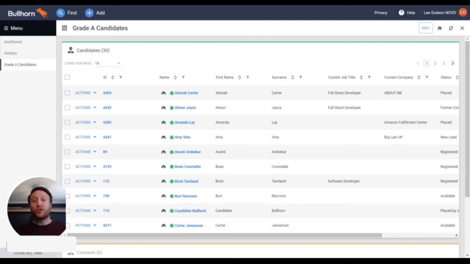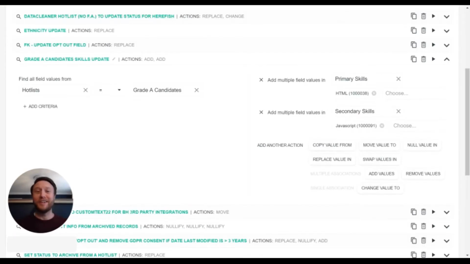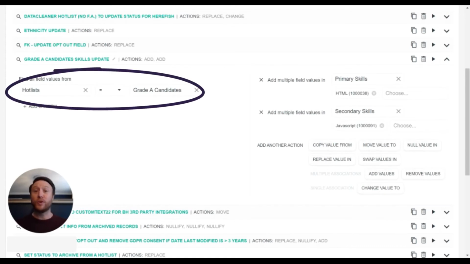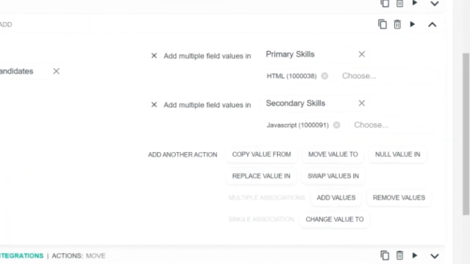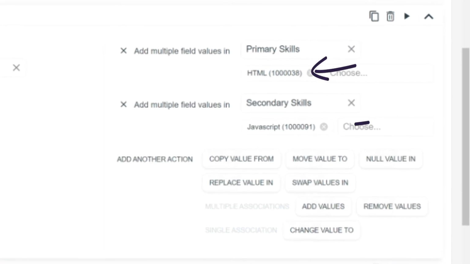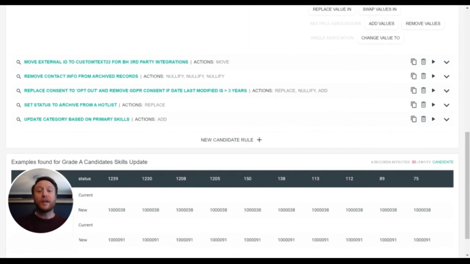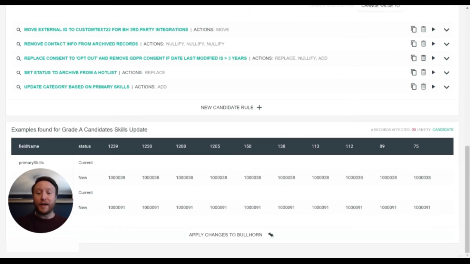Candidates in this hot list are great for me in the roles I'm working, but how does the rest of the business know this if I have just put them into my hot list and not tagged them? This is where DataTools comes in. I can tell DataTools to look at my grade A hot list, which we just viewed in Bullhorn, and then mass update all of those records with both a primary and a secondary skill to ensure that the whole business can benefit from those grade A candidates.